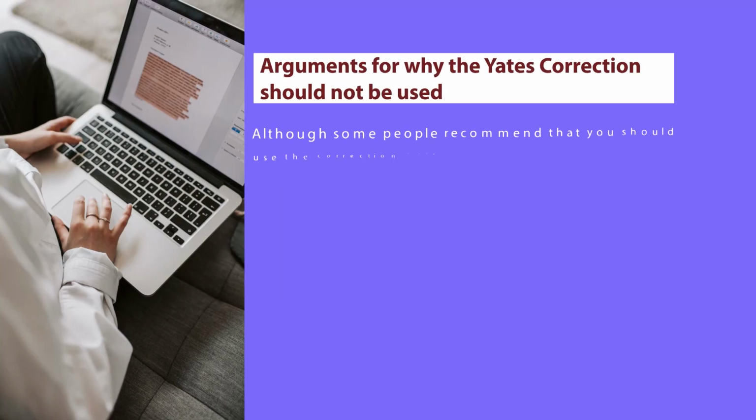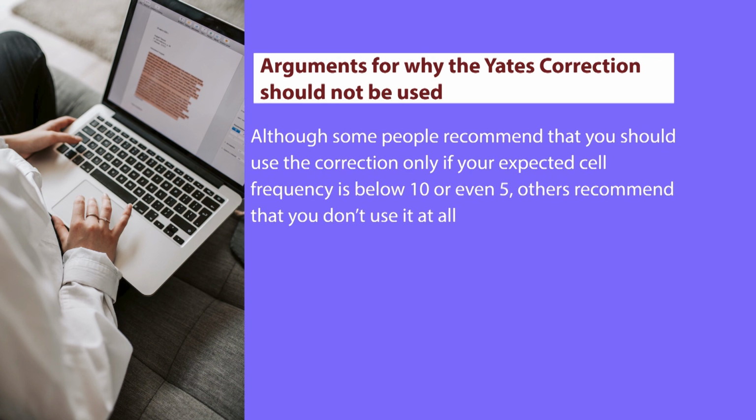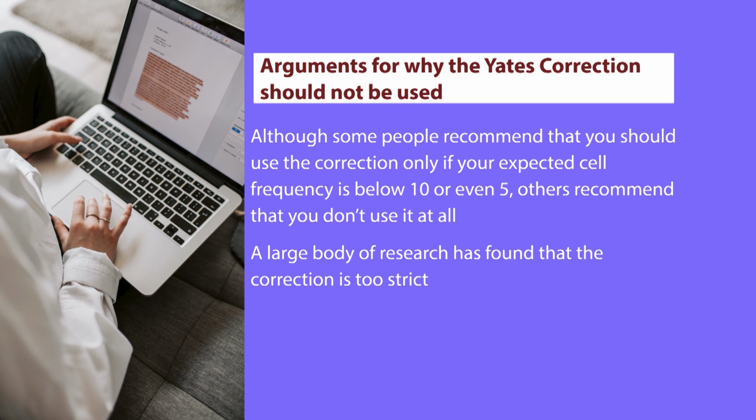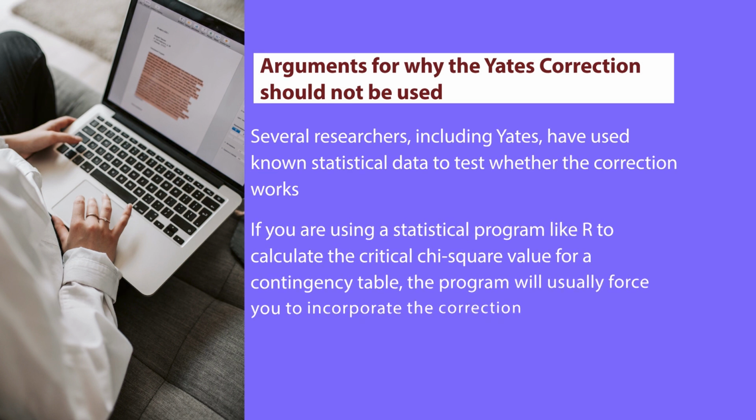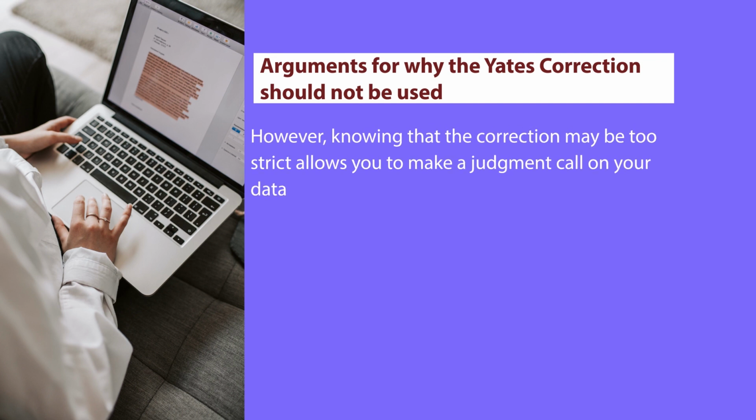Now, the argument for why the Yates correction should not be used. Although some people recommend that you should use the correction only if your expected cell frequency is below 10 or even 5, others recommend that you don't use it at all. A large body of research has found that the correction is too strict. Several researchers, including Yates, have used known statistical data to test whether the correction works. If you are using a statistical program like R to calculate the critical chi-square value for a contingency table, the program will usually force you to incorporate the correction. However, knowing the correction may be too strict allows you to make a judgment call on your data.